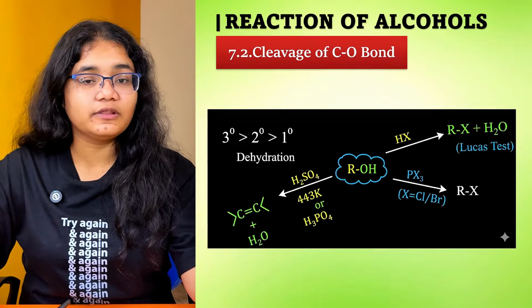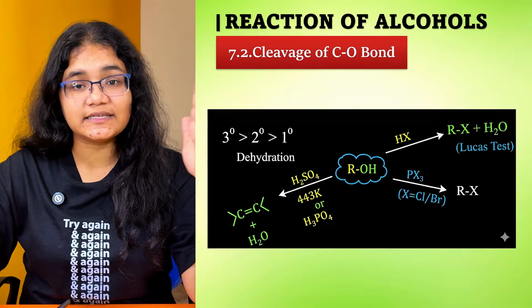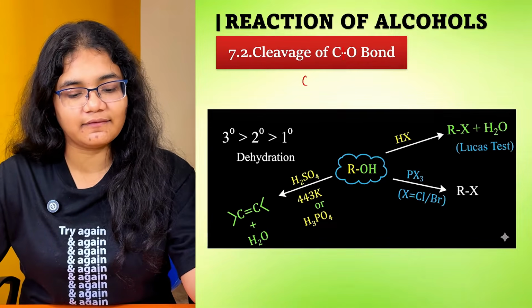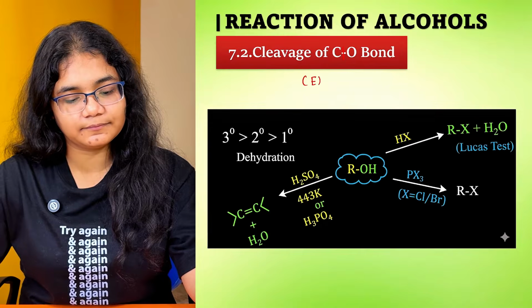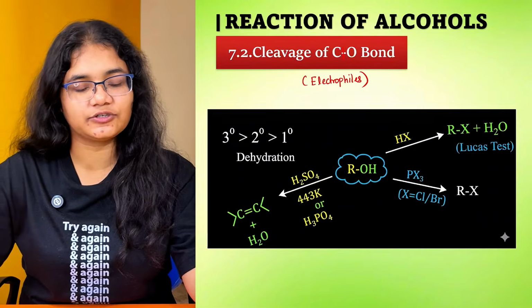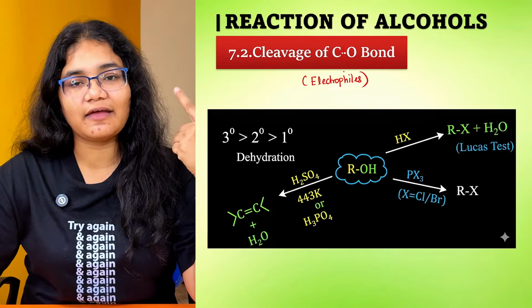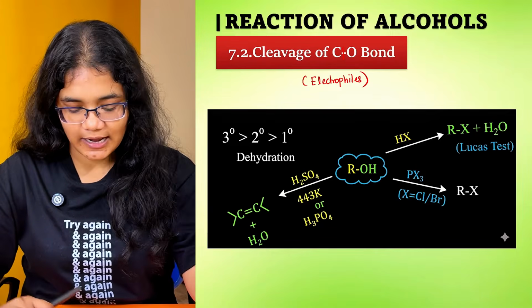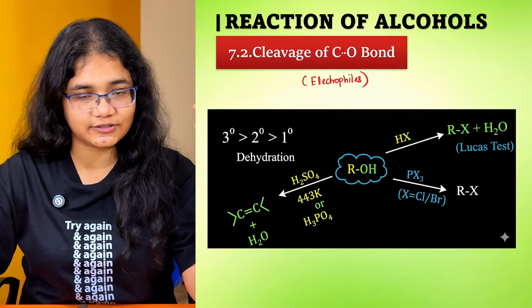Now we will talk about the reactions where there is cleavage of the CO bond. The CO bond should break, meaning it is behaving as an electrophile. Under that, the first reaction is reaction with HX, then we have reaction with PX3, then the dehydration reaction, and then the oxidation reaction. Four reactions are covered here.